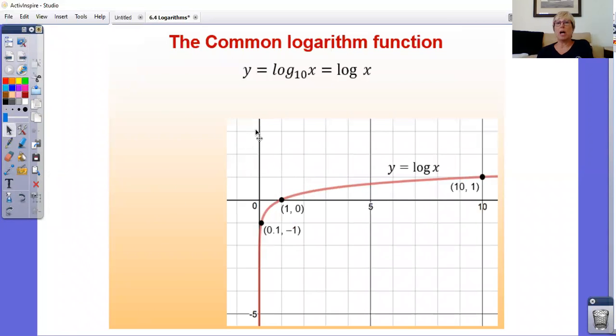Another important logarithm is called the common logarithm, and that's when the base is 10. If the base is 10, you won't see the 10 written at all. It's just assumed to be base 10. You also have that button on your calculator.